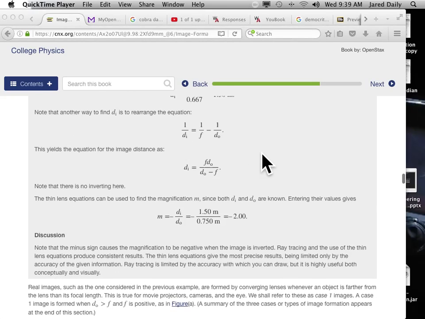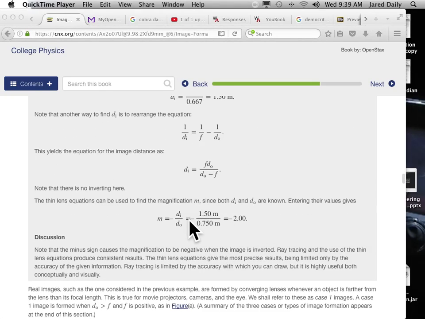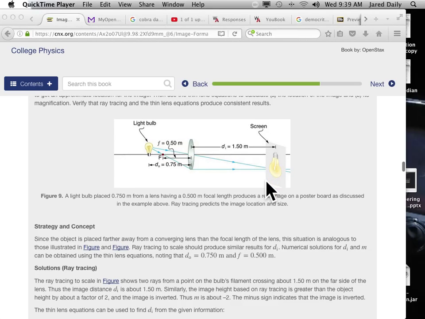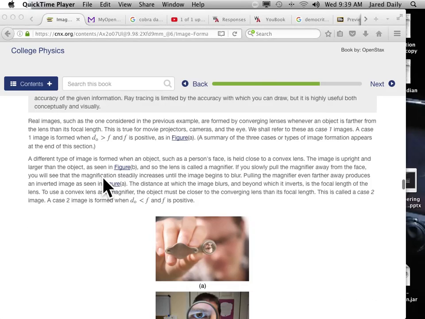We plug those numbers in for our magnification, and there's a negative sign in the magnification equation, so we get a negative magnification of 2.0. That means that this thing is flipped over. That's what the negative means. And 2.0 means that it's twice as big as it originally was. So the magnification is double, twice, 2 times. Right? So it's fairly simple.